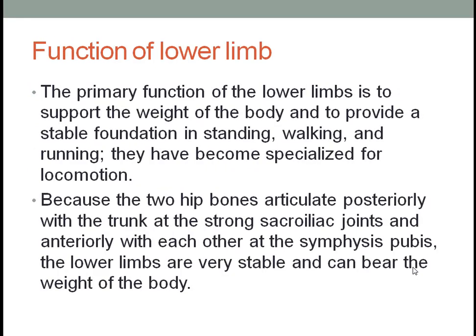The primary function of the lower limb is to support the weight of the body and to provide a stable foundation in standing, walking, and running. They have become specialized for locomotion. Because the two hip bones articulate posteriorly with the trunk at the sacroiliac joint and anteriorly with each other at the symphysis pubis, the lower limbs are very stable and can bear the weight of the body.